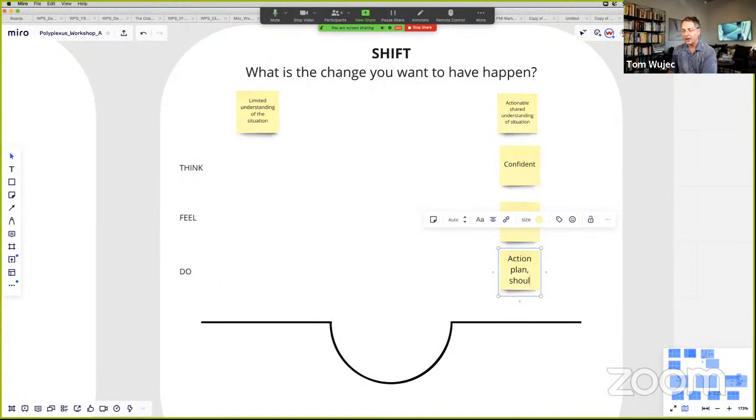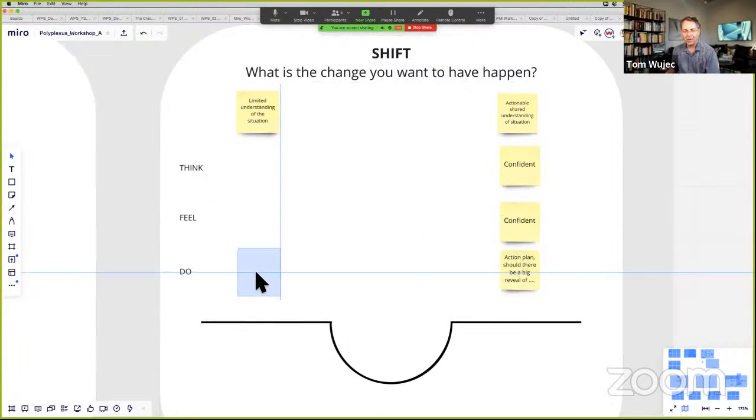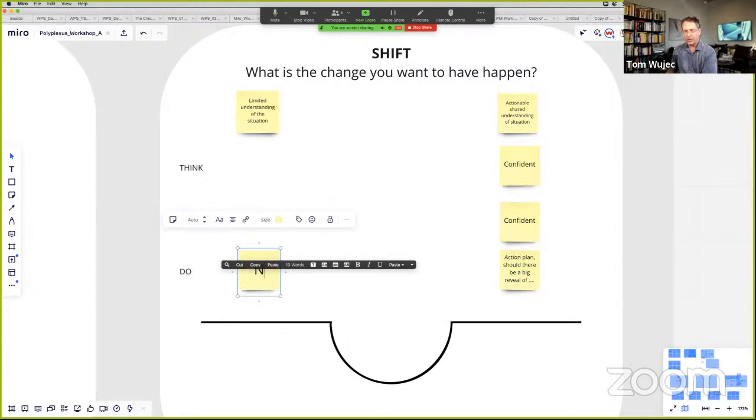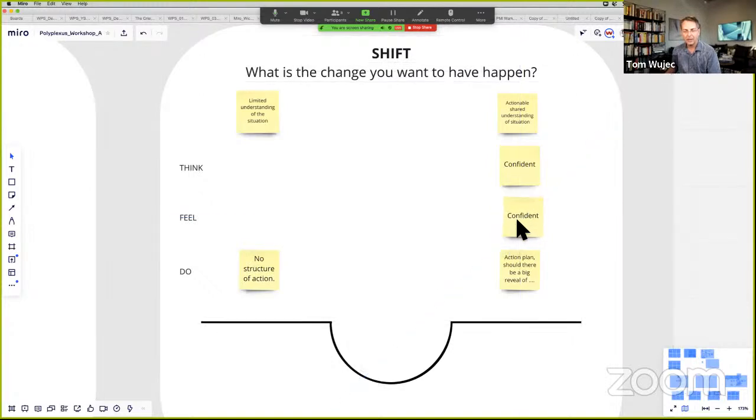So should there be a big reveal? Here we have no action plan, so no structure of action, which of course, anytime we begin with a new discipline, we don't have the landscape. And then here there would be an action plan. So that's interesting. You could build up towards an action plan. I actually drew some of those out because I am fascinated with the topic.